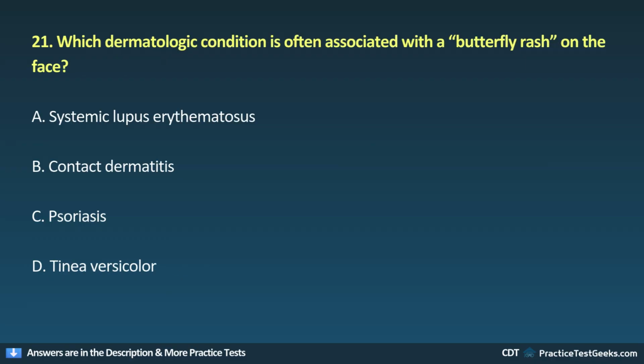21. Which dermatologic condition is often associated with a butterfly rash on the face? A. Systemic lupus erythematosus. B. Contact dermatitis. C. Psoriasis. D. Tinea versicolor.